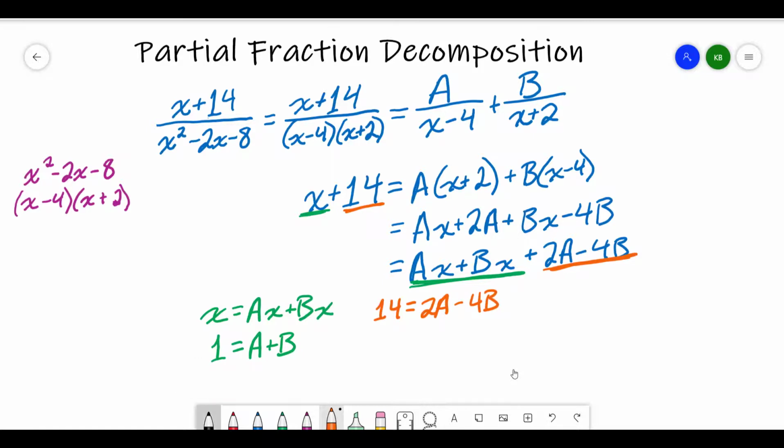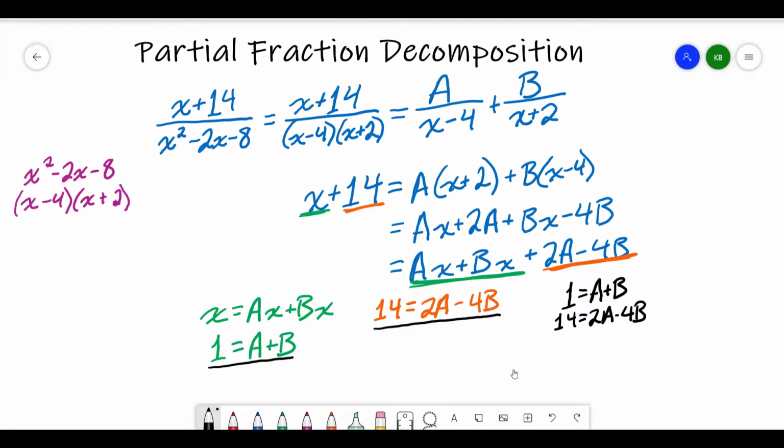So at this point, what I have here, with 1 equals a plus b and 14 equals 2a minus 4b, is a system of equations. So I'm going to write them over here together. I have 1 equals a plus b, and 14 equals 2a minus 4b. Now, you can solve this system of equations using whatever your favorite technique is. You can use elimination, you can use substitution, you could even use a matrix if you'd like.